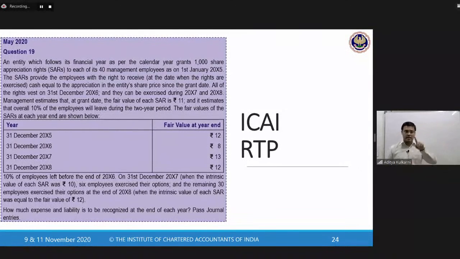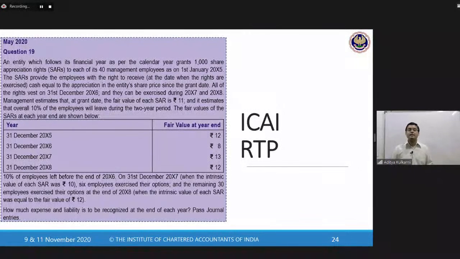So now see, grant is happening on 1st January. Vesting is happening on 31st December. So 2 years is your vesting period. So here you will again be having proportionate calculation. Very interesting question that was given by the institute in the RTP. All right. Neha is saying that means effect of fair value we are recording as a liability in case of SARs. Exactly. It is a liability.